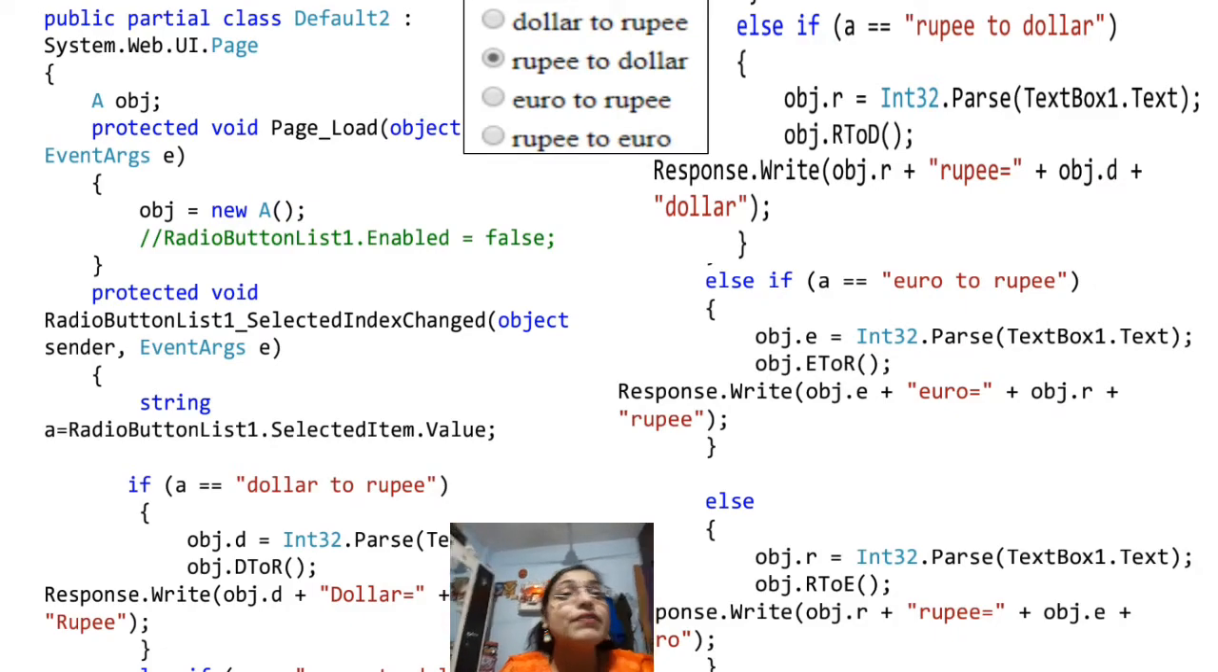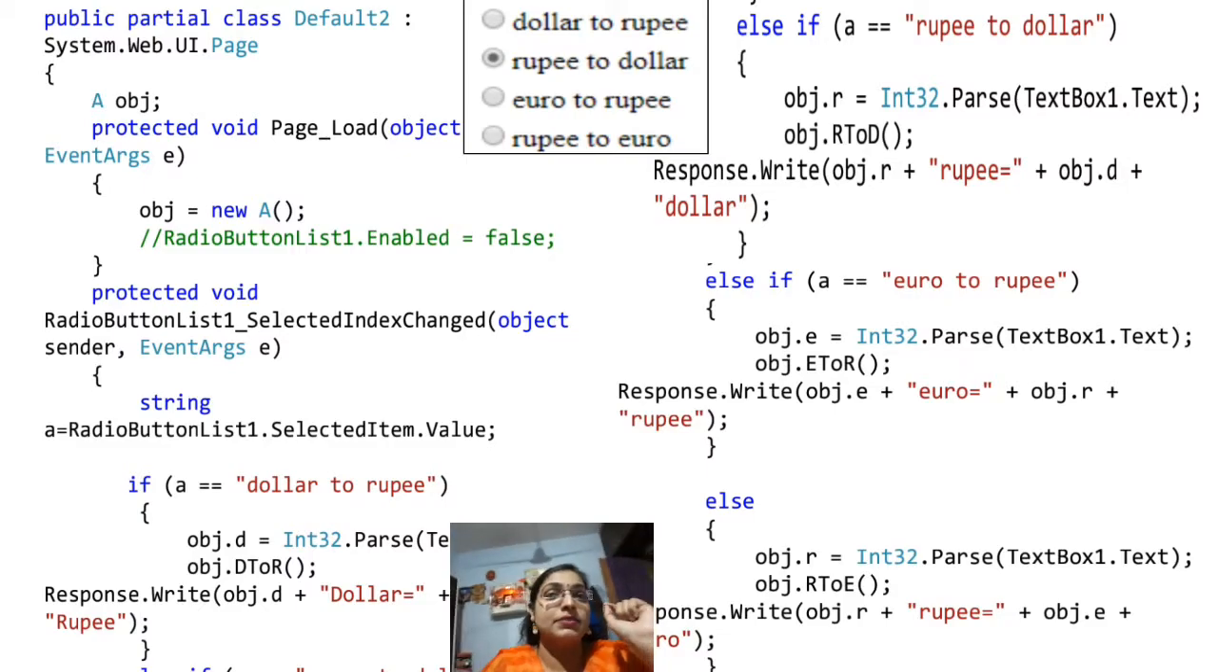But when we are calling those particular variables on a specific event, like in this case we have used a radio button list, depending upon radio button list 1 dot selected item dot value, we will store it inside a specific variable, and then that particular value we are comparing with the actual text which we have written for the radio button list items. So I hope this is clear to you.